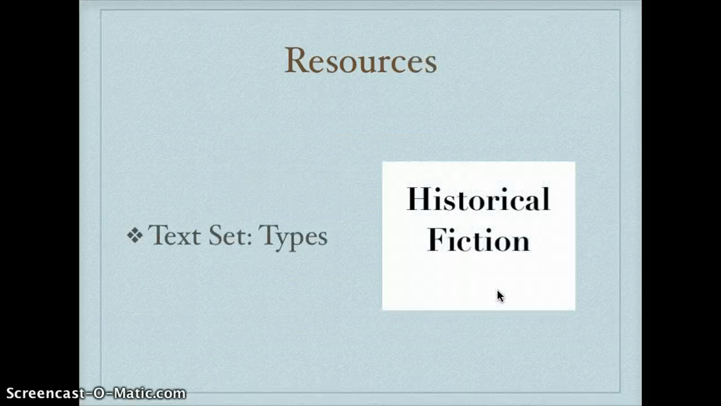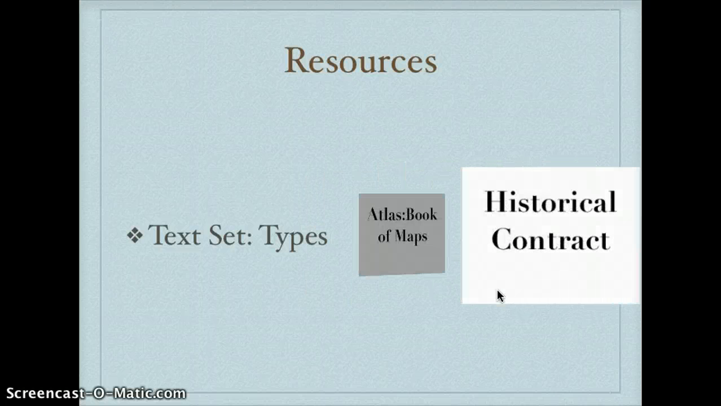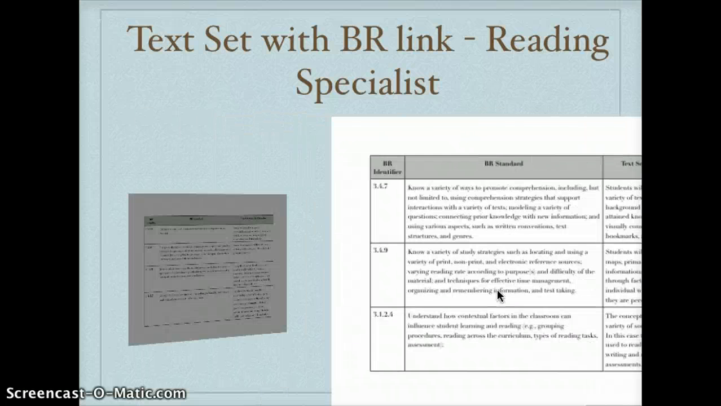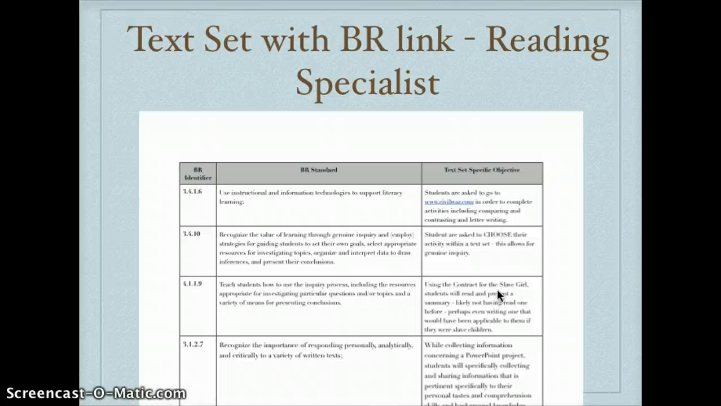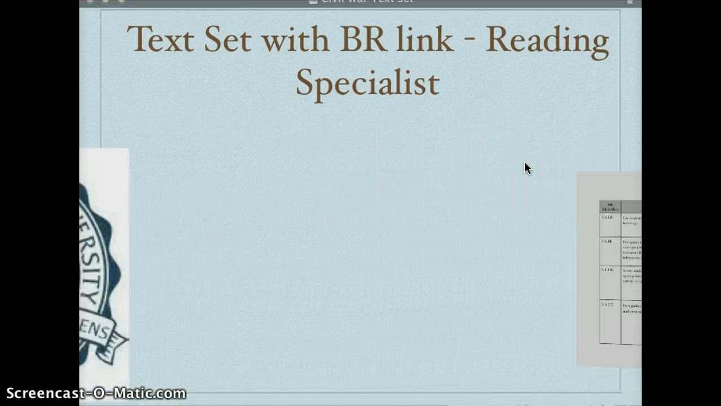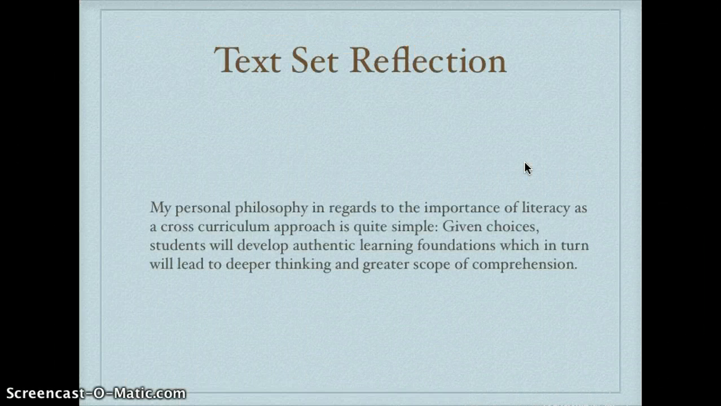These are the different types of text sets that I chose: historical fiction, historical speech. This would be easier to read if you could blow it up and look at it. Here are the specific identifiers, and then the standard, and then what I would do with the text set, the specific objective for the text set. And I have 2 pages of those. I wanted to throw that in there.